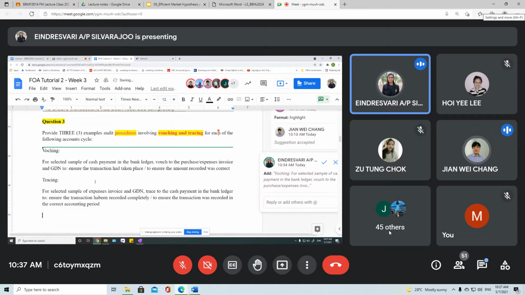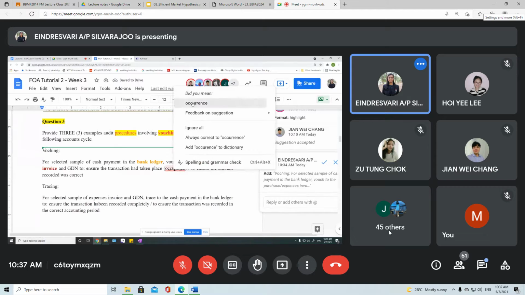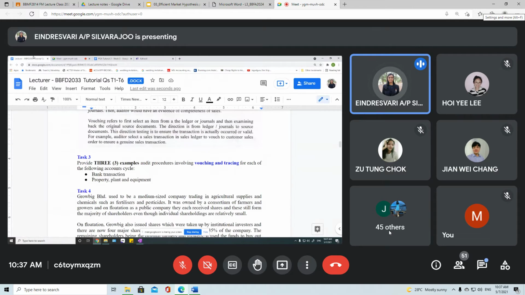Okay, so when we are looking at these purchase or expenses invoices, these are the source documents. Clear? The accounting record here is the bank ledger. The bank ledger is the accounting record. What is the purpose? To ensure the transaction took place. So this is occurrence. Instead of writing occurrence, you should write this. And next one, to ensure the amount was recorded correctly, this is accuracy.